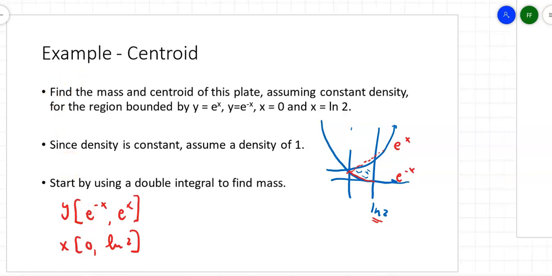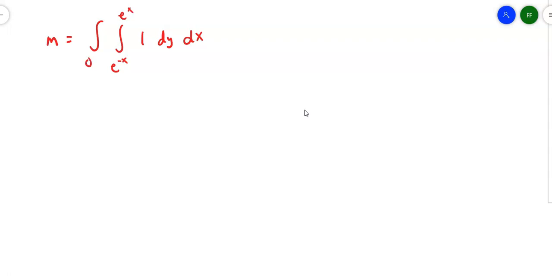So the first thing is, let's find the mass. I'm going to start way up here because we're going to need the space on this one. So the mass is going to be a double integral. We said the density was 1. Let's integrate dy dx. Our y limits of integration were e to the negative x, e to the x. Our x limits of integration were 0 and the natural log of 2. So the inside one first will just give me top minus bottom. So it'll give me e to the x minus e to the negative x. Great. Now I get to integrate this from 0 to the natural log of 2 with respect to x.